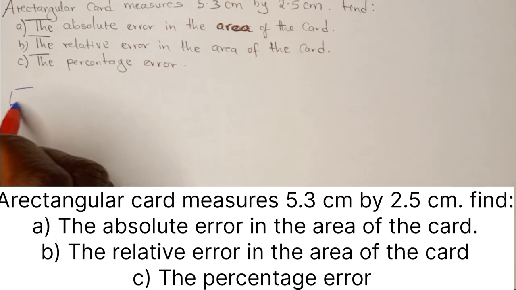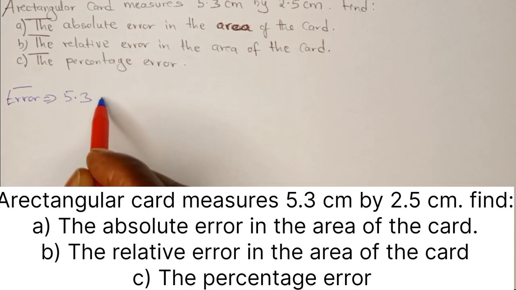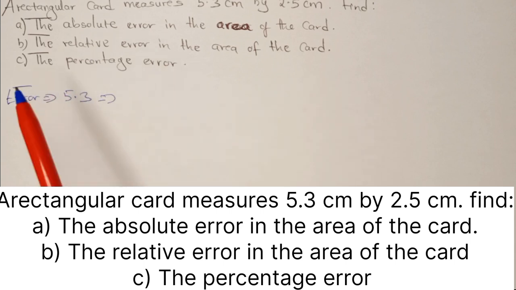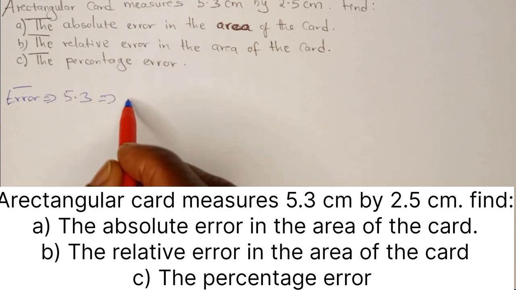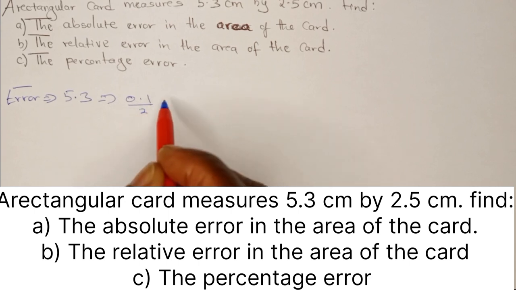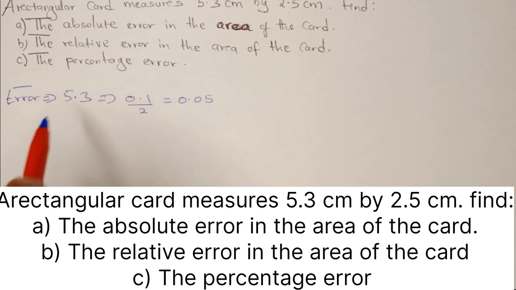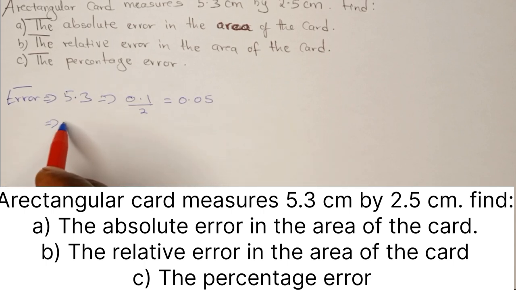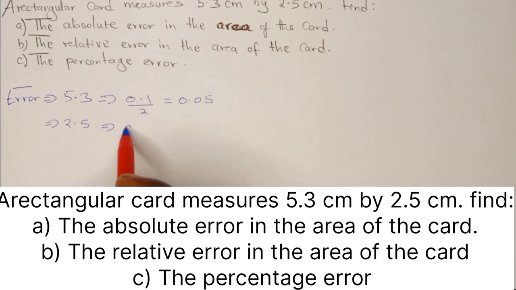The first measurement is 5.3. To get the absolute error in this measurement, I find the least unit of measurement, which is 0.1. Then I divide by 2. So my absolute error in this measurement will be 0.05. Then the second one is 2.5. To get the absolute error, you start by finding the least unit of measurement, which is 0.1. You divide by 2, 0.05.